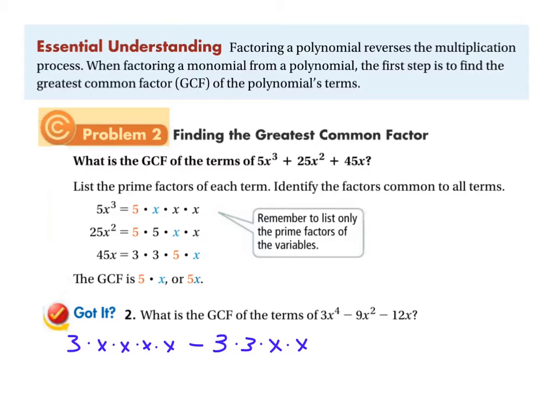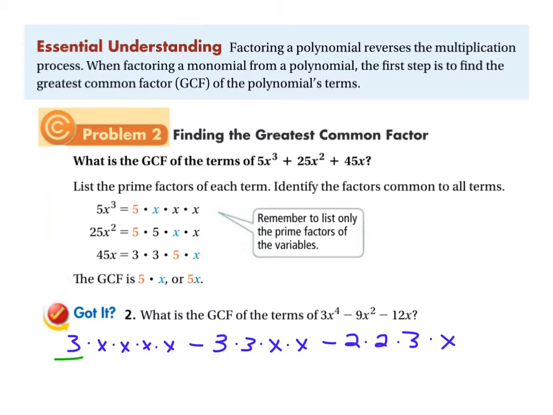And then minus 12x. What does that look like? Well, minus 12 is 4 times 3, and the 4 is 2 times 2. I put them in order. So 2 times 2 is 4, times 3 is 12. That's times x, okay? And now we're trying to figure out, is there something that's in every single one?